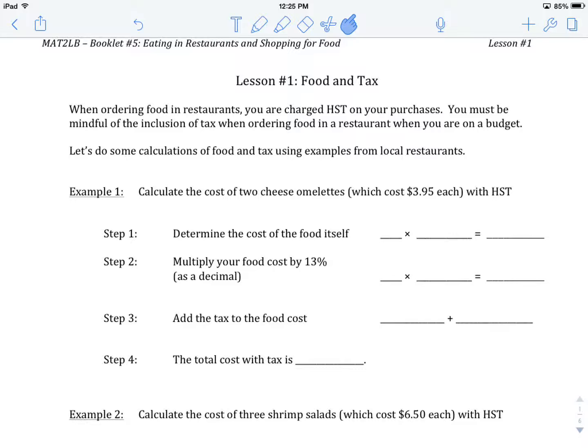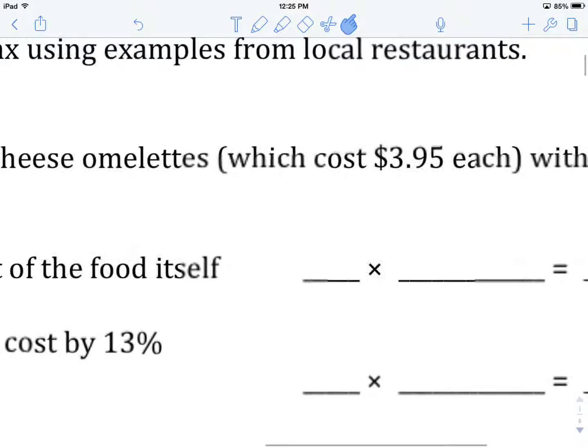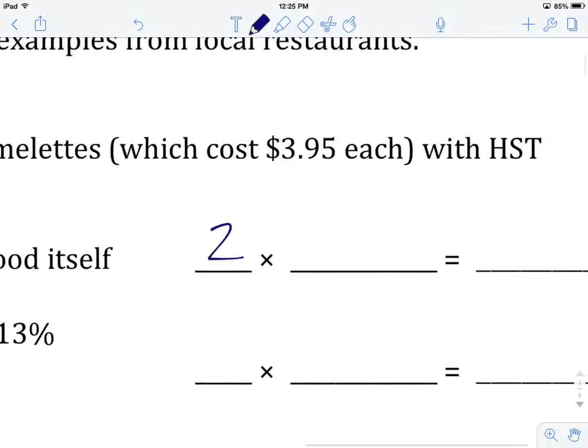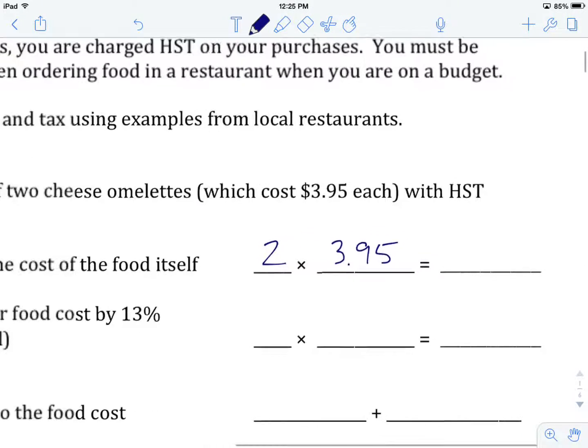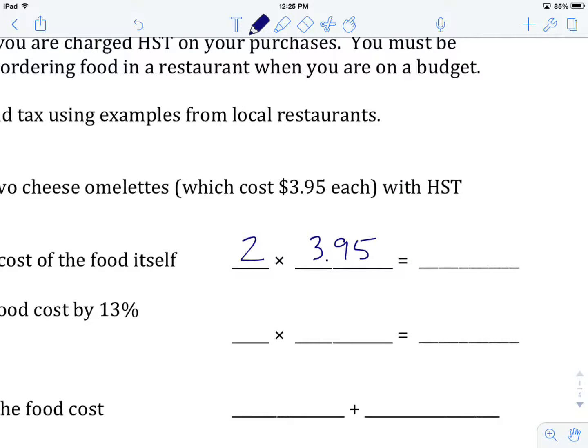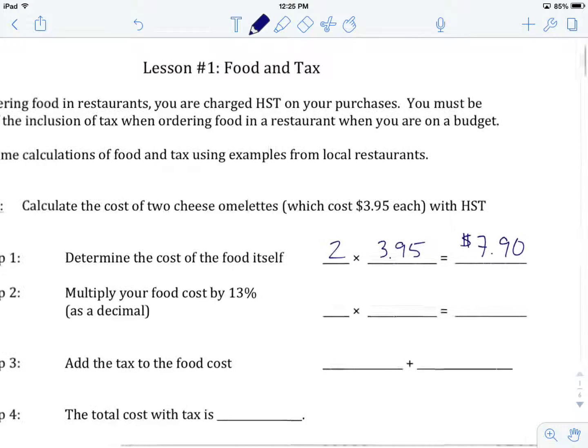Calculate the cost of 2 cheese omelets, which cost $3.95 each, with HST. Let's go to step number 1. It's to determine the cost of the food itself. So first things first, how many omelets are we talking about? The question says, 2 cheese omelets. How much does each cheese omelet cost? $3.95. And when we type that into our calculator, we get 2 times $3.95. It gives us $7.90. Now that is what we call our food total. That's just the cost of the food.